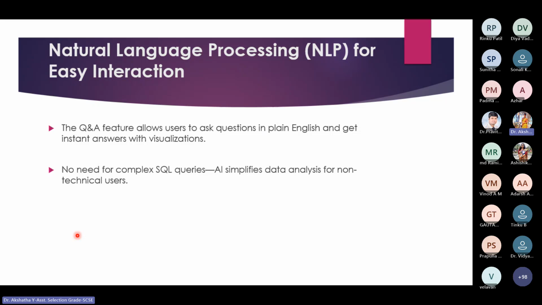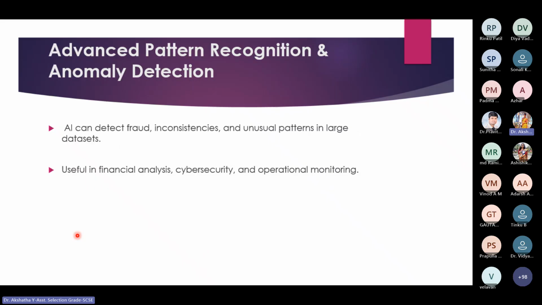If we incorporate AI in Power BI, it will simplify data analysis and give us the results within a short period of time. Advanced pattern recognition and anomaly detection are also benefits. As we know, AI can detect fraud, and anomaly detection is one of the important features we discussed: finding inconsistencies and unusual patterns in large data sets. This is basically used in financial analysis, cybersecurity, and operation monitoring.